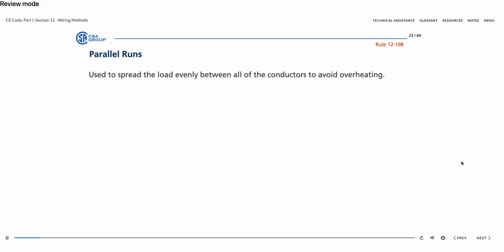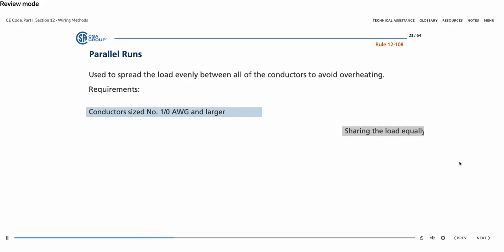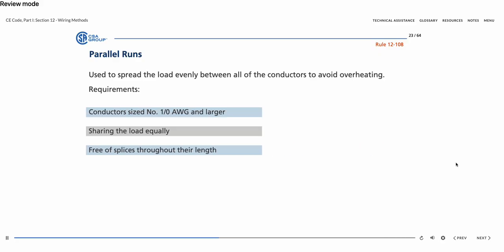Parallel runs, or conductors in parallel, are used to distribute the load evenly between several smaller conductors. There are several requirements for this setup. They can be used when the conductors are sized 1/0 AWG or larger. The conductors must share the load current equally. They must be free of splices throughout their length.